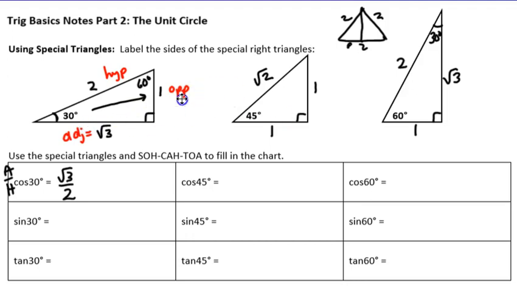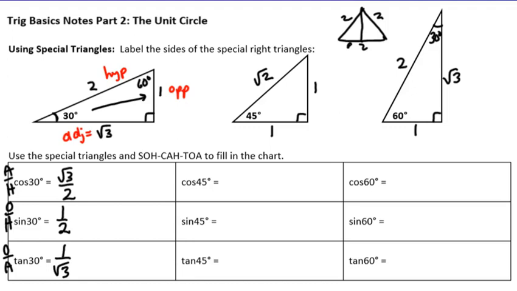Now sine, opposite over hypotenuse, the OH in Sohcahtoa. So now we're looking at the sine. When we look at this triangle, the sine of 30 is going to be 1 over 2, opposite over hypotenuse. Now tangent of theta, that would be the TOA, opposite over adjacent. So opposite is 1, adjacent is square root of 3, so it's 1 over the square root of 3.